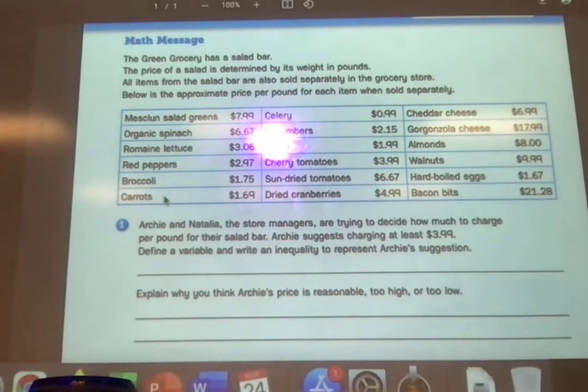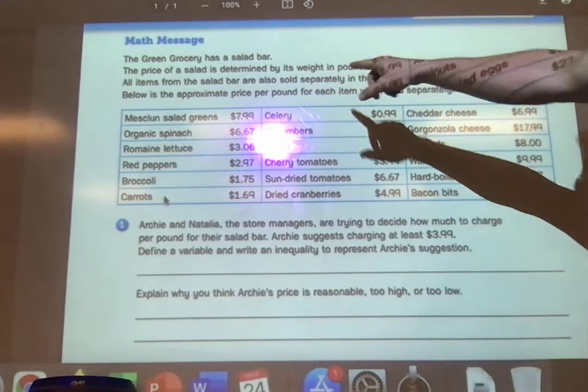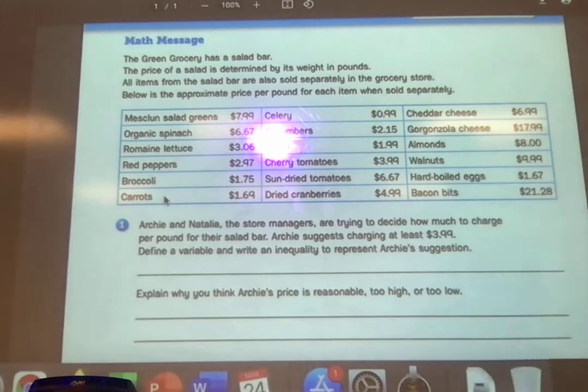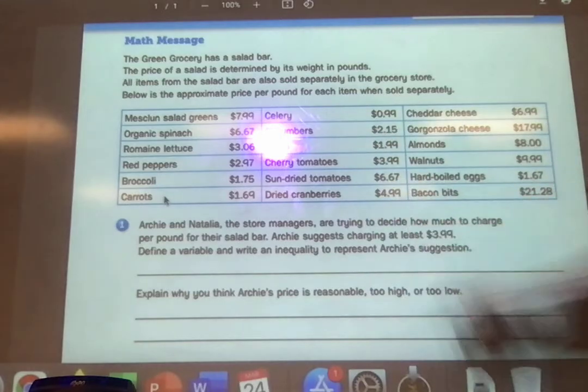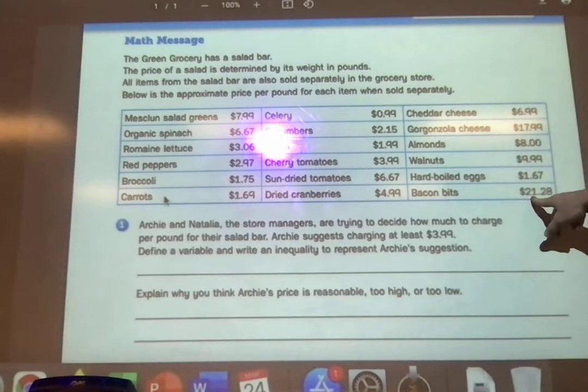So just wanted to introduce you to the situation that we're dealing with here. At the grocery store, it's got a salad bar, and the price of the salad bar is determined by its weight in pounds. However much food you take and it weighs is how much you pay. You can also buy these items separately at the grocery store, and this chart tells me what they would cost if you buy them separately. And you can see bacon bits, very expensive here. It's $21.28 a pound.